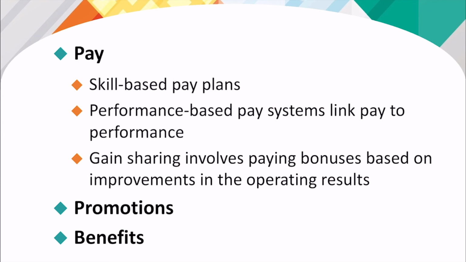And then you have, as I mentioned earlier, in the reward mix, you have pay systems, which is based on skill. This is why some people get paid more than others. A PhD in a college will command more pay than, let's say, for instance, a maintenance worker. But depending on how long that maintenance worker is there, you may see that their pay is quite similar. Then you have performance-based pay systems, which is linking pay to performance.